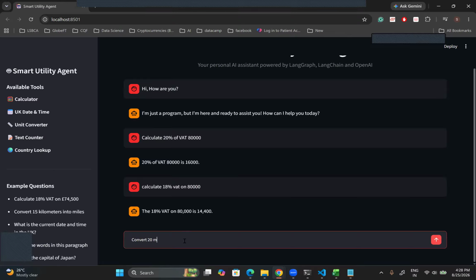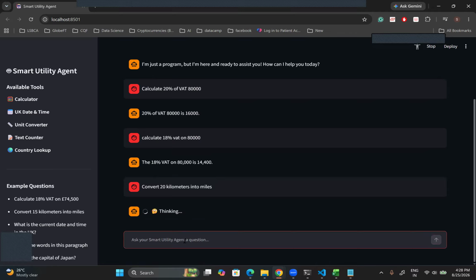Convert 20 kilometers into miles. Let's see. It will again call a tool, and that's convert units. So we got the answer.